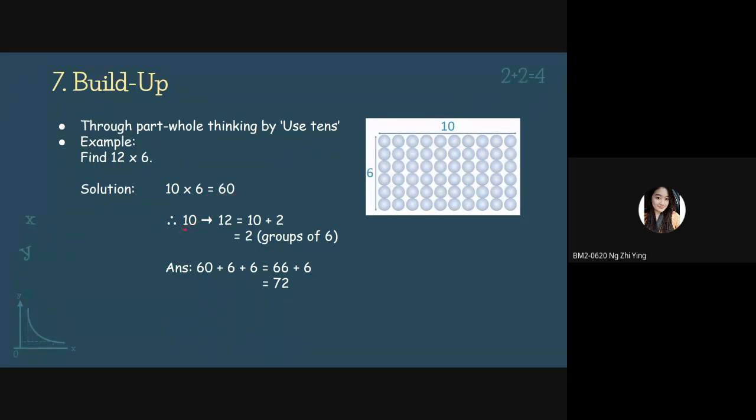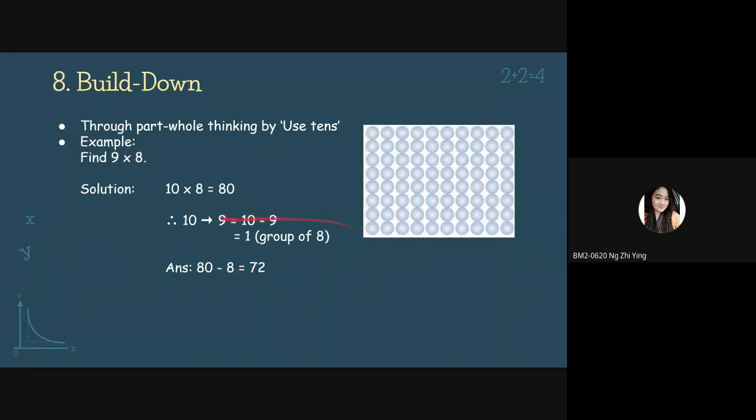We know that from 10 to 12, there are only 2 more groups. Since the question asks for multiples of 6, there will be 2 more groups of 6. So to find 12 times 6, we just need to use 60 plus 6 plus 6. So the answer will be 66 plus 6, and the final answer will be 72.